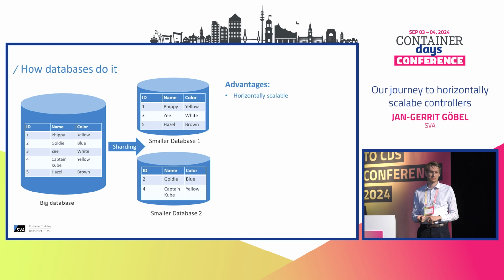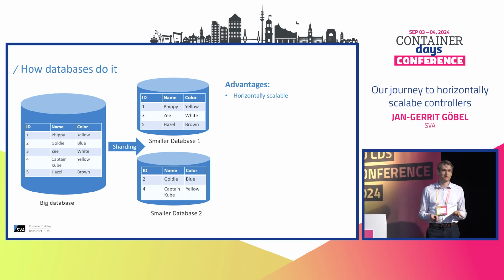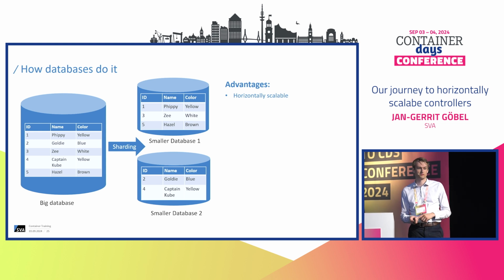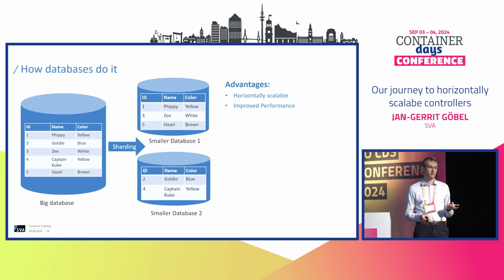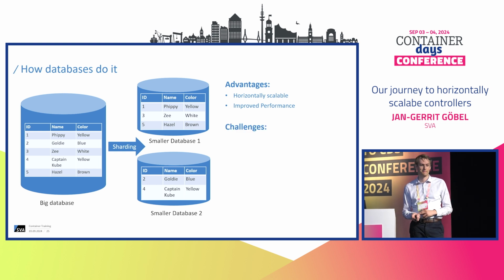So the advantage here is this is actually horizontally scalable. So we can spread this across multiple replicas and multiple nodes, actually. It has improved performance, of course, because the smaller databases can access the data faster.